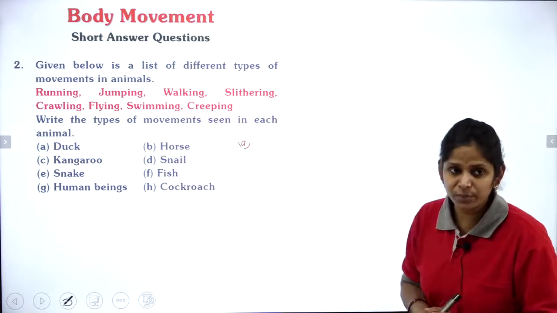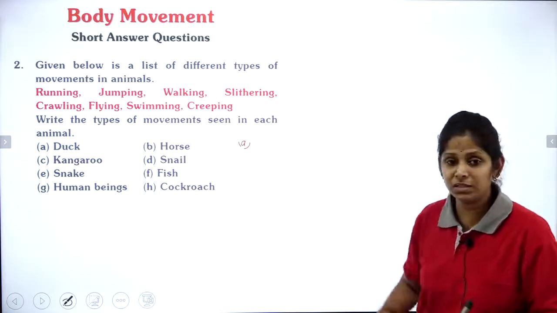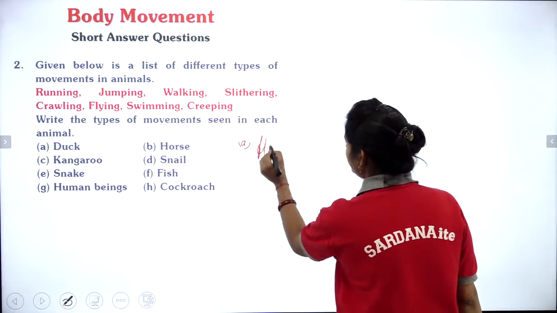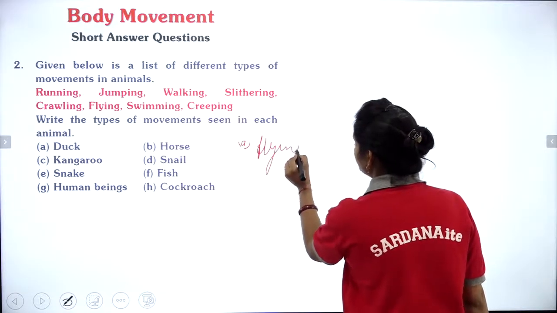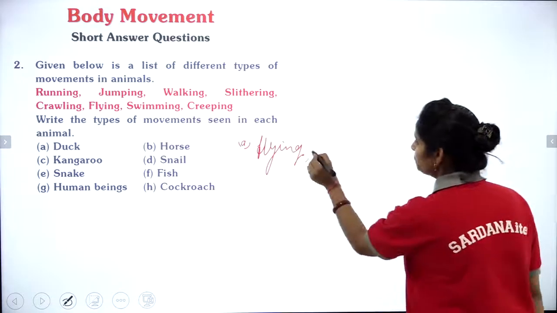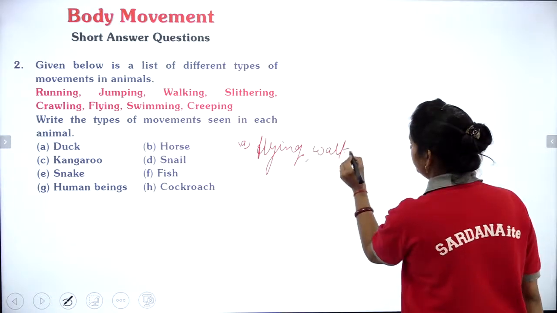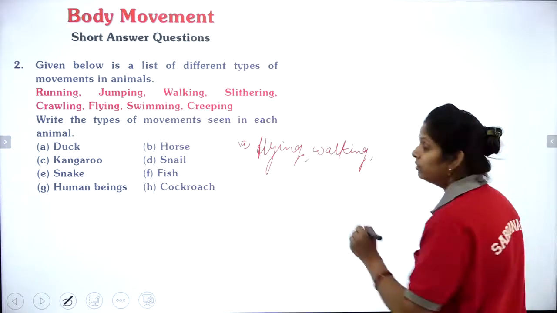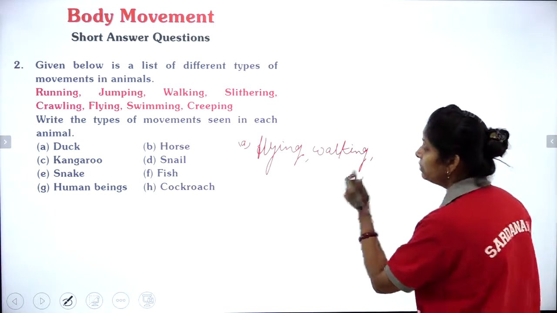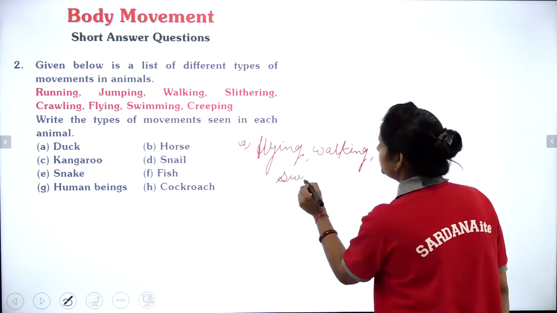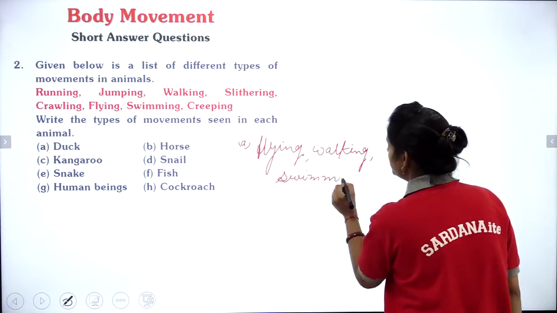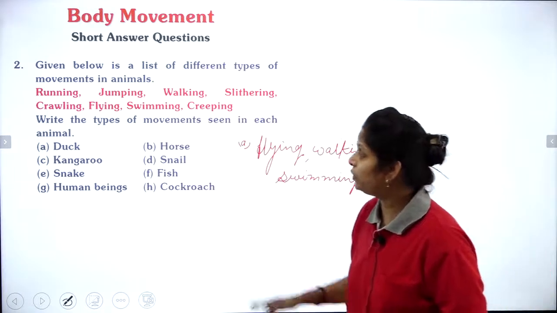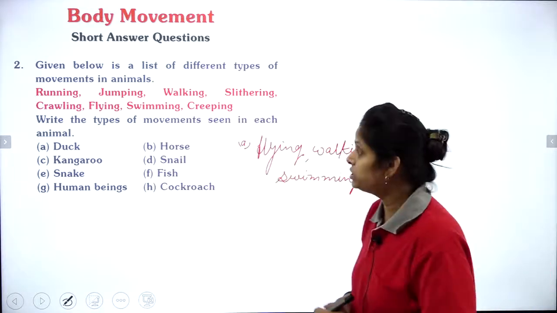Then we'll talk about kangaroo. Which type of movement can be seen in kangaroo? You know kangaroo, they can easily jump. So jumping movement can be seen. Jumping and walking, because they have limbs, so they can walk and they can jump very easily. Then, sorry, it is C option. It is C. For kangaroo I told you, so sorry for this, C.